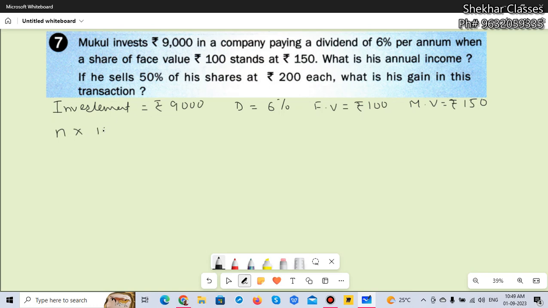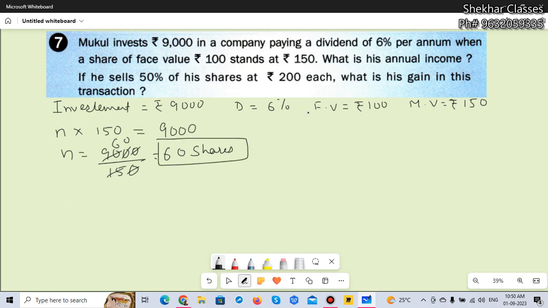So 150 is the market value. That will give his total investment, and total investment is 9,000 rupees. So n here will be 9,000 divided by 150. How much will it give? 60 shares, right? 6 times, and this is 0 here. So how many shares does he have? 60. Remember, 60 shares.